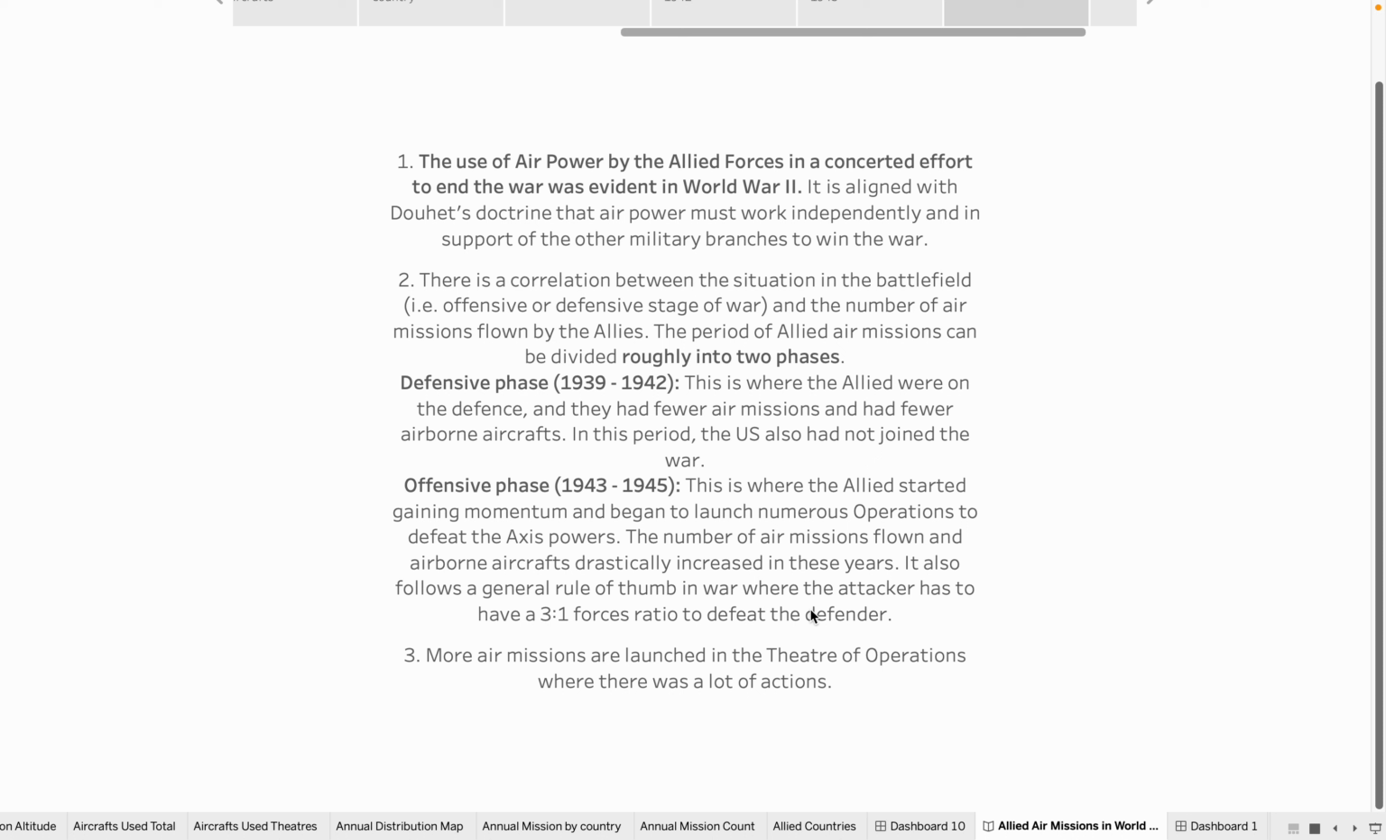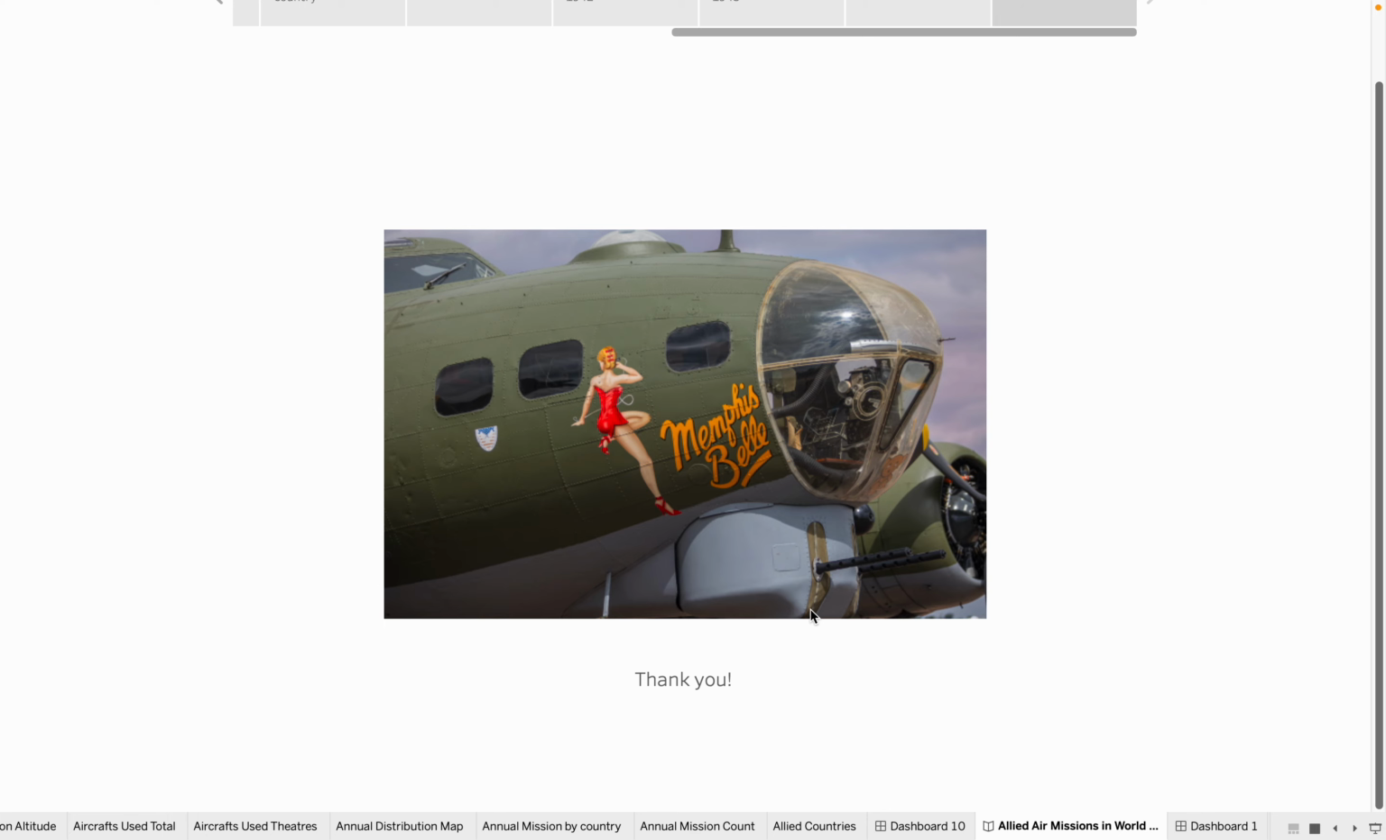And the last conclusion is that more air missions were actually launched in the theater operations where there was a lot of action. So Europe, Pacific, and Mediterranean were where we're seeing most of the air missions, because these are the areas where the actions were happening a lot. So that's the conclusion.